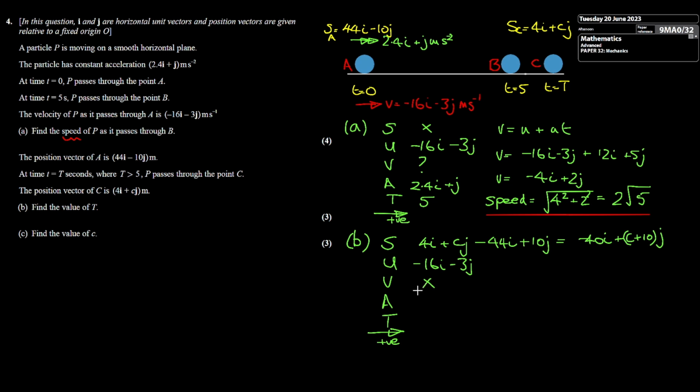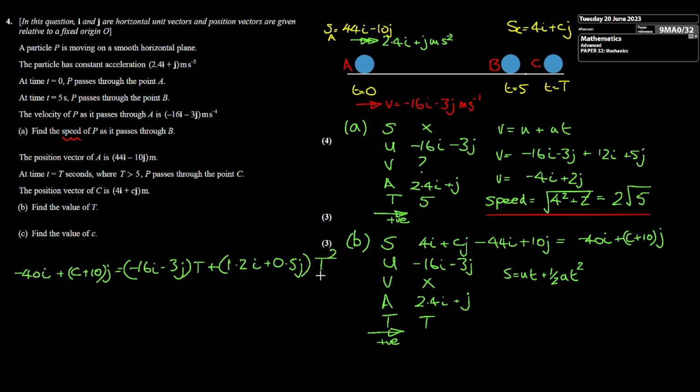The final velocity we don't care about. The acceleration is 2.4i plus j, and the time is big T. And the equation that links all that lot together is S is equal to ut plus a half at squared. So the concept is not difficult, it's just that the arithmetic is a bit gruesome.